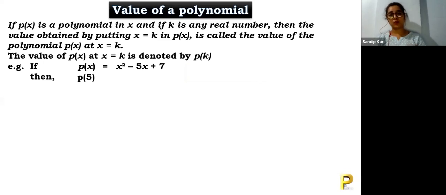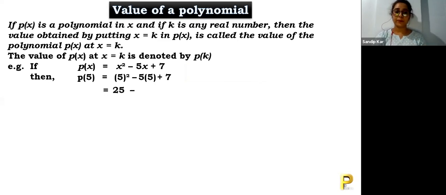So in place of x, what you are doing? You're putting 5. So it will be 5 square minus 5 into 5 plus 7. I've done nothing, just replaced the x with 5. Is equal to, what is 5 square? 25. What is 5 into 5? 25 plus 7. You can see that 25 minus 25 is 0.